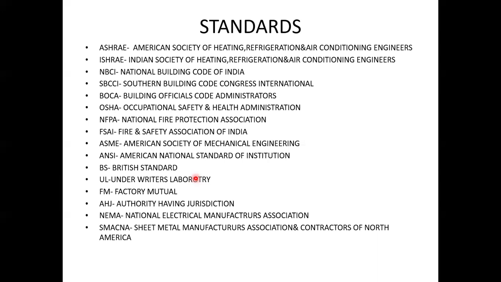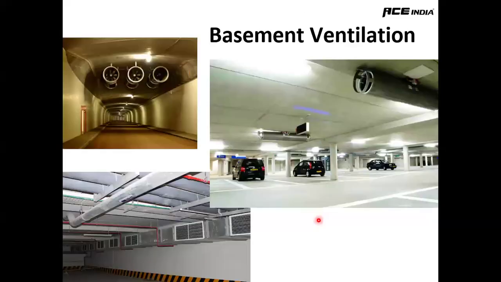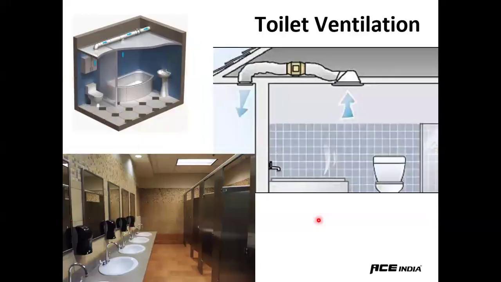Only then can you implement the materials or equipment that you have manufactured onto the sites. That's it. Then SMACNA, the Sheet Metal and Air Conditioning Contractors' National Association, or Sheet Metal and Air Conditioning Contractors of North America, either way you can call it. Then IPC and UPC, which I already explained in the last session, isn't it? That's all about the ventilation topic.